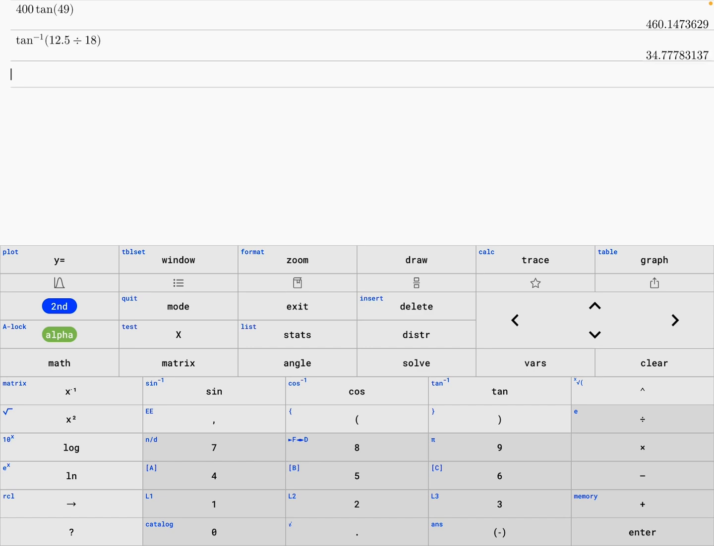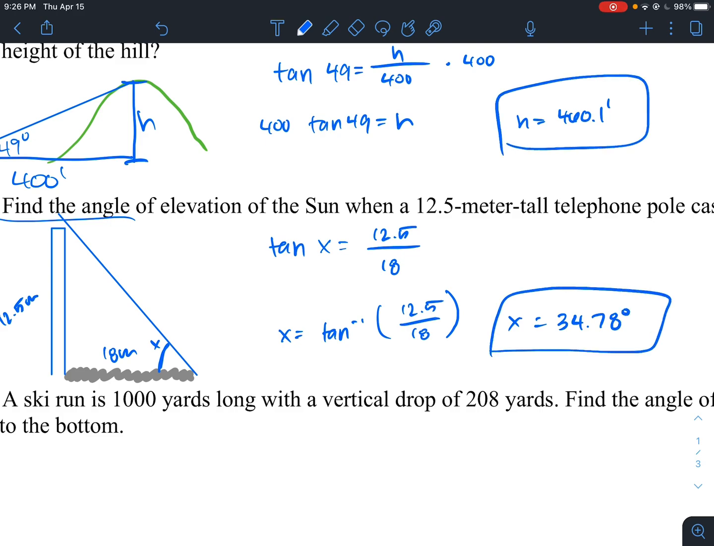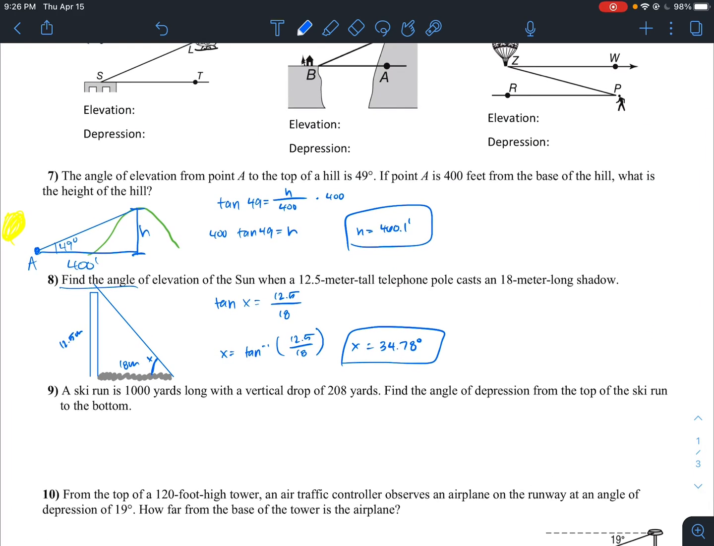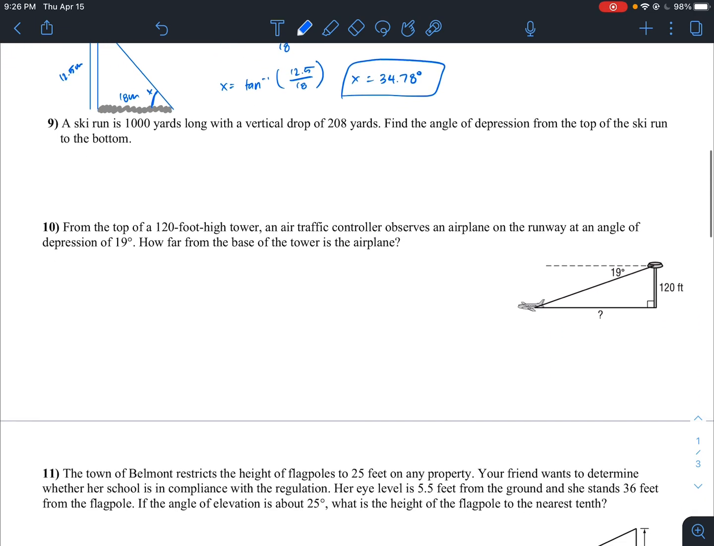And I get 34.78. Okay, so that's my angle. 34.78 degrees. Okay, and there you go. Now, go ahead and give these other ones a go.